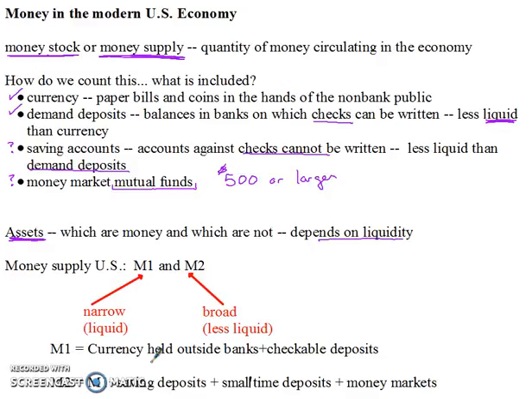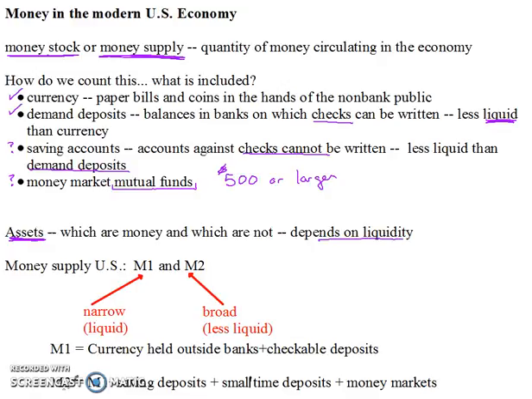Here's our definition of money in the modern United States economy. M1 money is made up of currency held outside of the banks. That's what we talked about up here. And checkable deposits. That's what we talked about up here. So if we add up all the value of all the currency, and we add up all the value of all the checking accounts, and we add them all together, we get a number. And that number is called the M1 money supply. And that's a narrow, liquid definition of money.